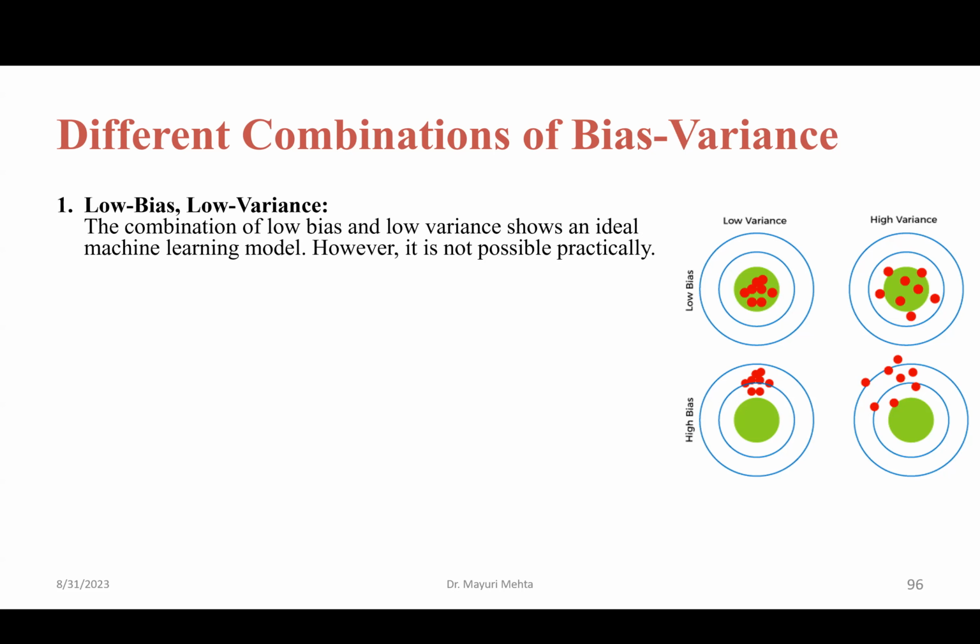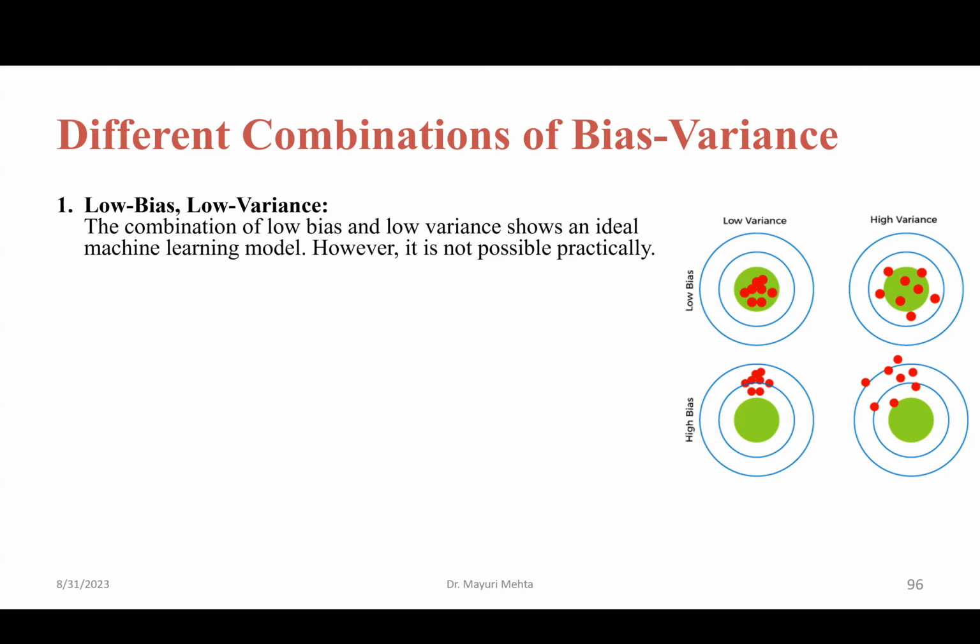So what is low bias, low variance? Please understand this. The combination of low bias and low variance shows an ideal machine learning model. However, it is not possible practically. Low bias, what does it mean? It is not underfitted. Low variance, it is not overfitted. So the model has generalized well, right? So this is the ideal model actually, but practically it is not feasible.